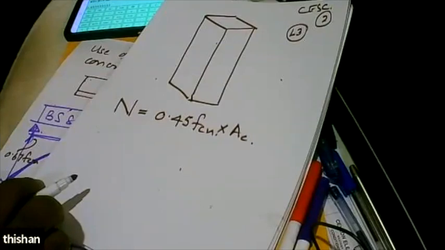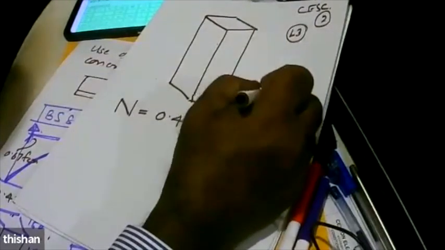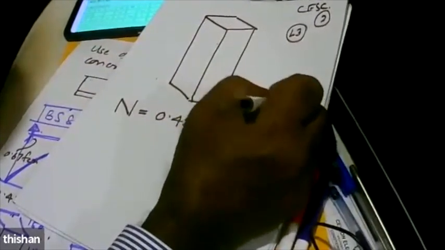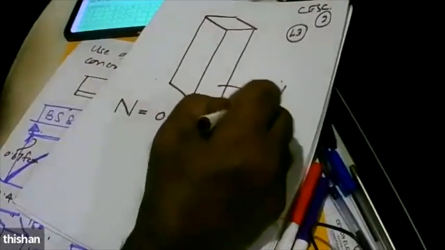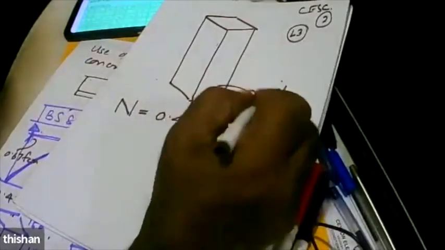But we can't construct a column without any reinforcement. The reason is, there can be cracks due to thermal movement and all other restraints. There can be cracks. So we are supposed to provide the minimum percentage of reinforcement, 0.4%. So we say, whatever the percentage, the area of reinforcement is.